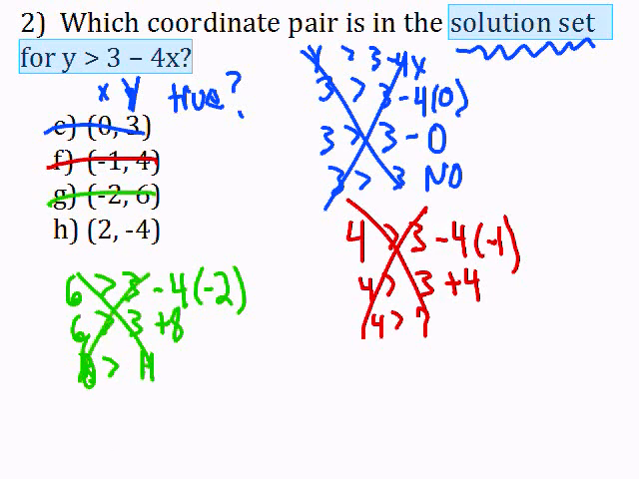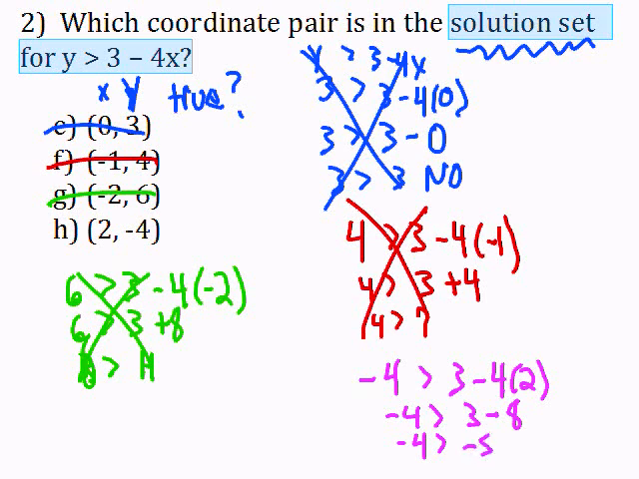Might be tempting to just go ahead and select H, but you need to check all the solutions before making your final selection. So let's check that last one just to make absolutely sure. -4 is greater than 3 minus 4 times 2, since x is 2. 3 minus 4 times 2 is 3 minus 8. And in the end, this gives us -4 is greater than -5. Might be tempting to say no, but yes, -4 is bigger than -5.